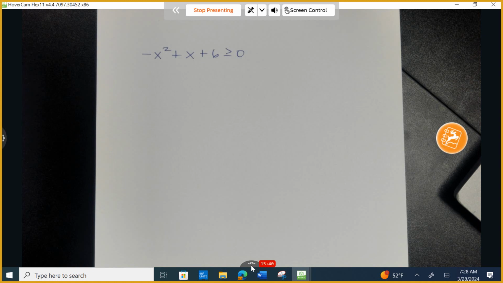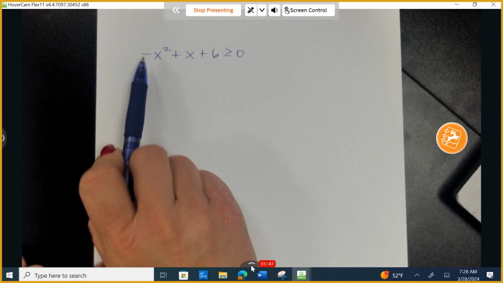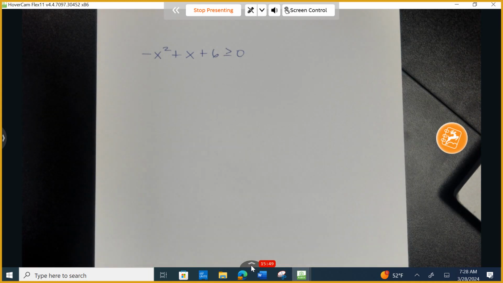Okay, so we want to figure out what is the solution set for this inequality. So it is a quadratic inequality. So the first thing I see is I don't like that we have a negative sign here. So watch what I'm going to do.